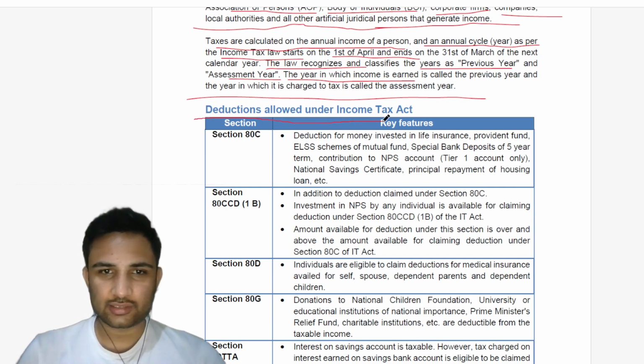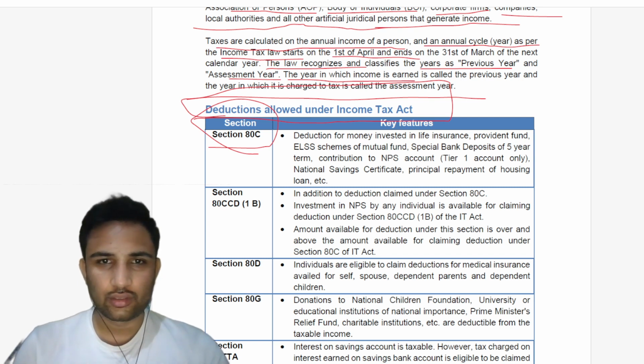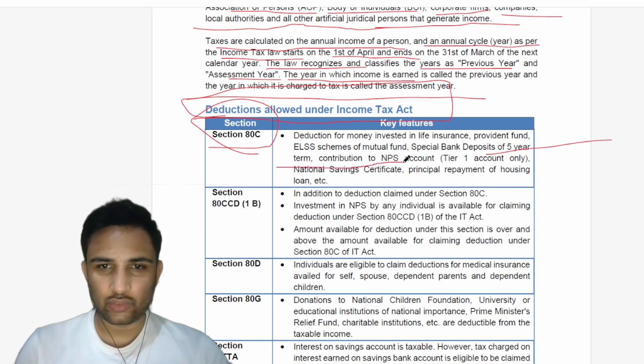There are multiple deductions that are allowed under the Income Tax Act. The first one is Section 80C. This is a deduction for money invested in life insurance, provident fund, ELSS schemes of mutual funds, special bank deposits of 5-year term, contribution to NPS account, tier 1 account only, National Savings Certificate, principal repayment of housing loan, etc.